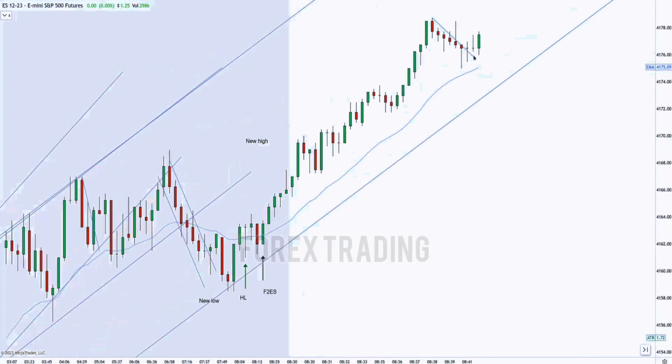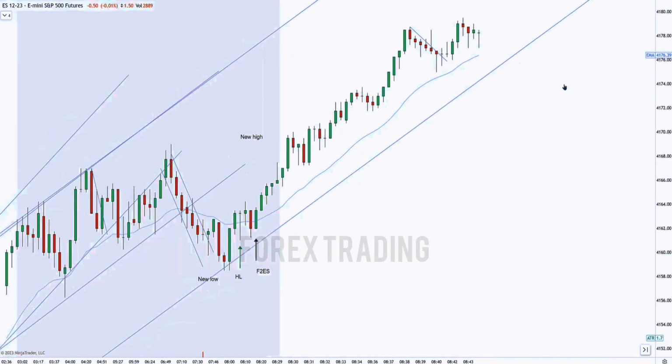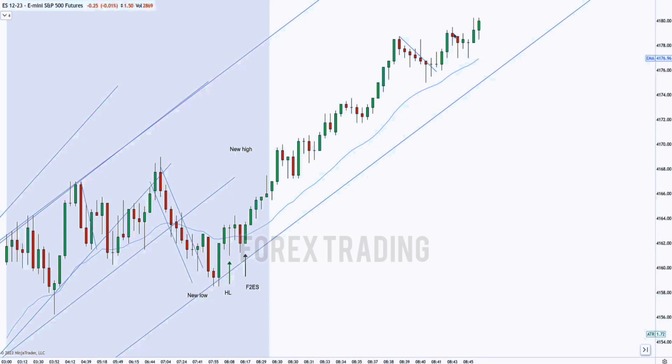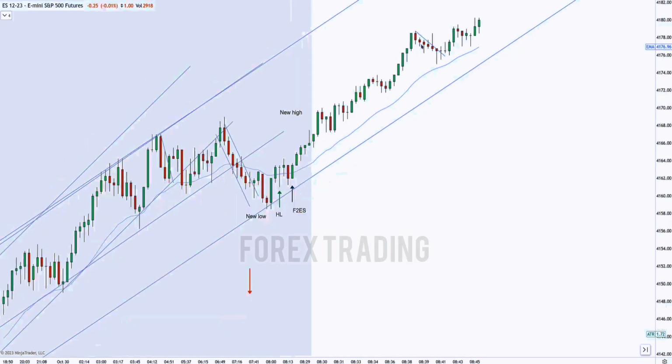I'm still going to follow the main structure, the main bias. And I can even look for a potential wider channel, something like this. It fits pretty well off these highs. So what's going through my mind is I want to see price action pull back to the key entry point. I want to see a high probability setup at the key entry point.